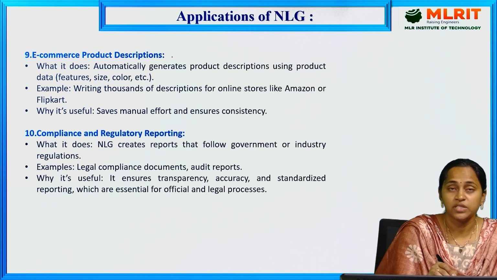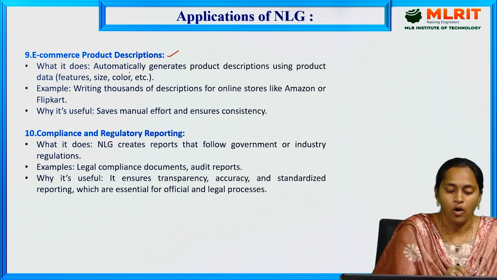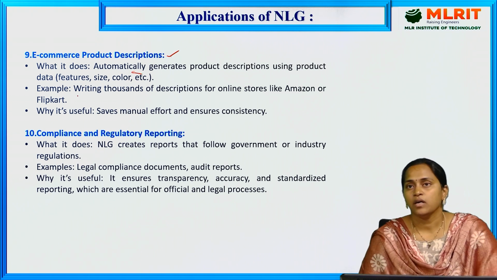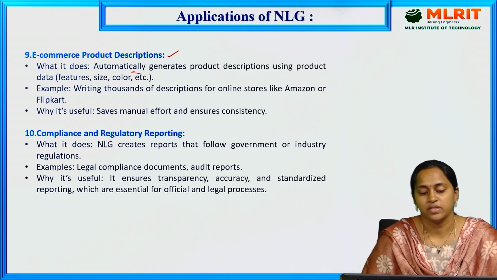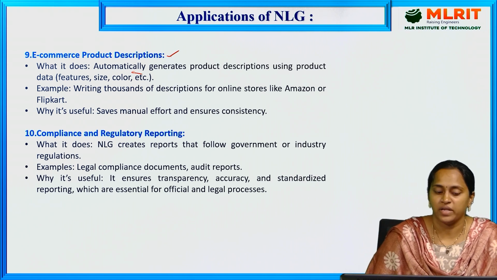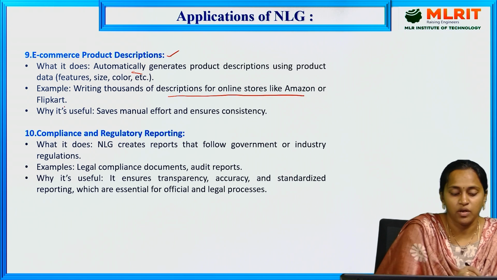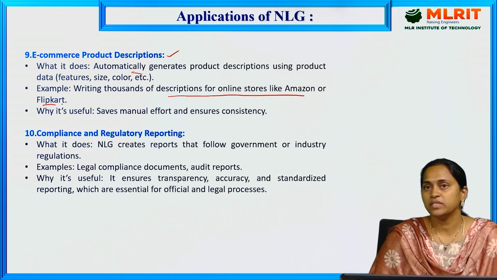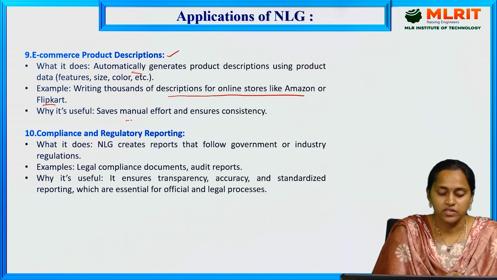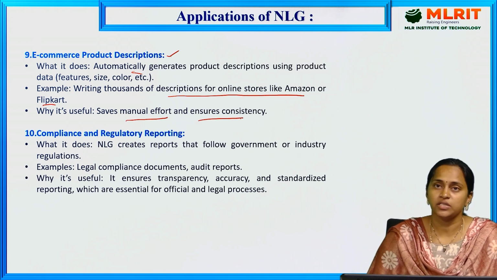Next one, e-commerce and product descriptions, right? E-commerce online systems automatically generate product descriptions using product data. Without user interaction, it will generate the bill payments, right? Online applications write thousands of descriptions for an online store like Amazon or Flipkart, and bills are generated automatically, right? It saves manual effort and ensures consistency.